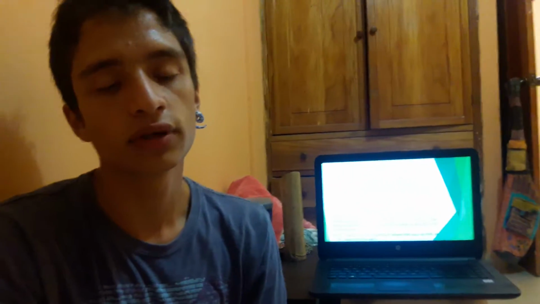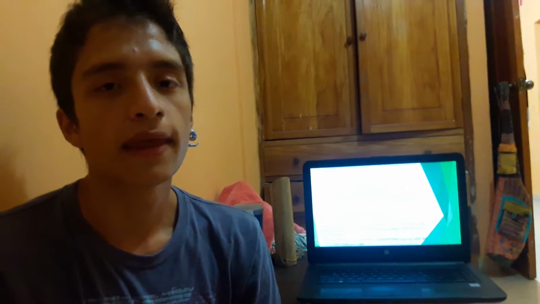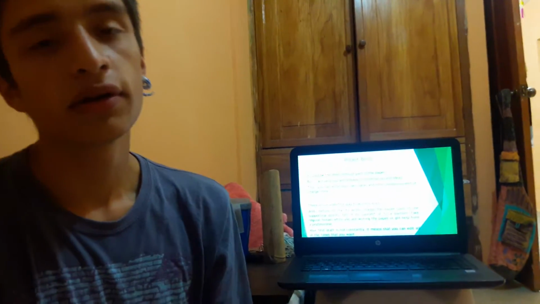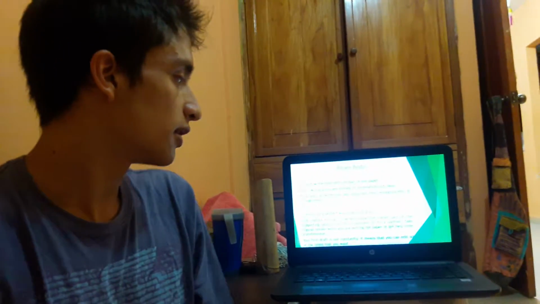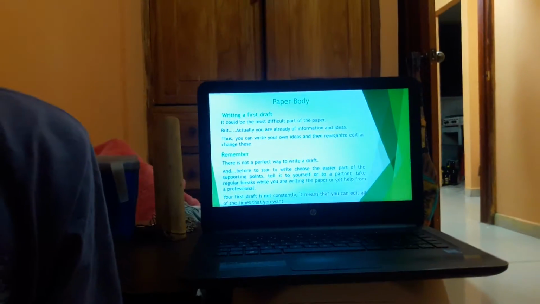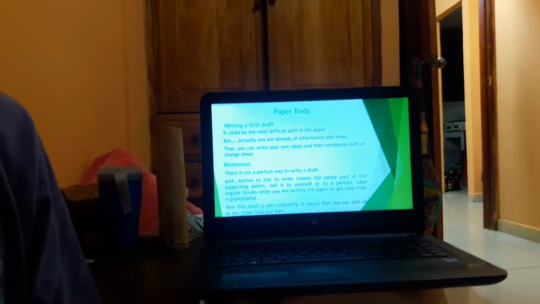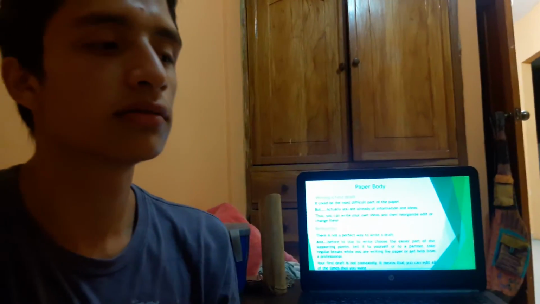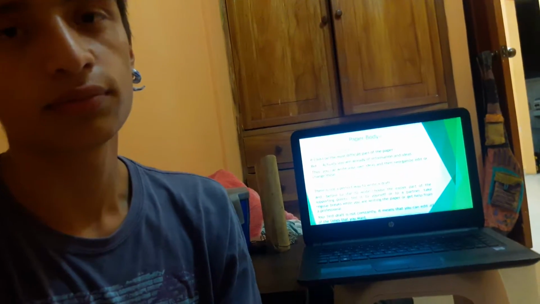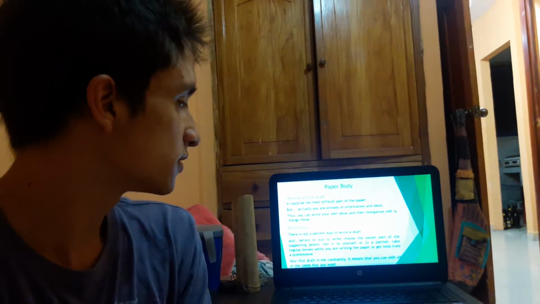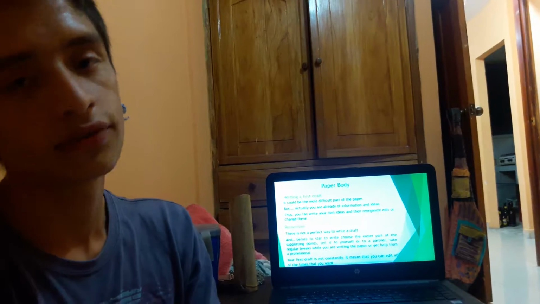Before starting to write a draft, you need to choose an easier part from your notes, your summaries, or your raw outline. One of the techniques is to tell it to yourself in the mirror or to a partner, for example. While you're writing the draft, you need to take regular breaks, and you can also get help from a professional. And also remember that your first draft is not final. It means that you can read it as many times as you want.